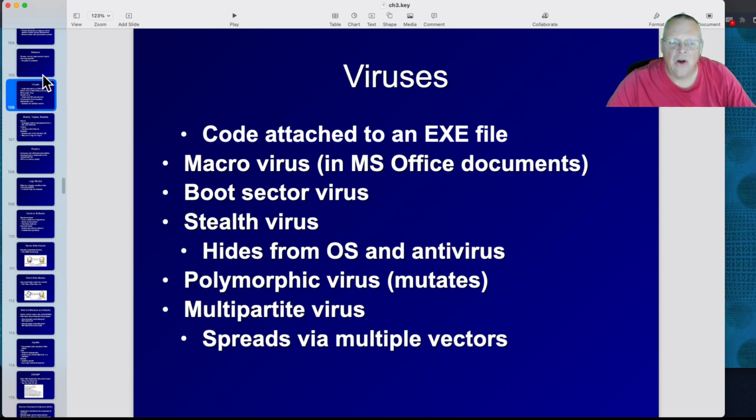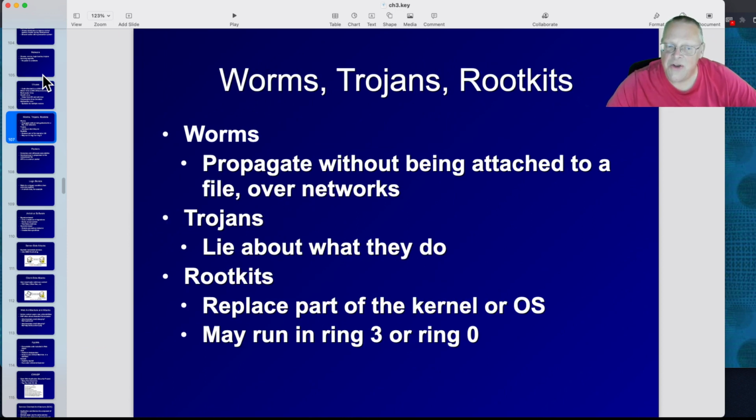Viruses are codes attached to an executable file, or these days things like macro viruses in a Microsoft Office document, and there's many types of viruses, constantly new ones, that infect machines and often spread. Worms, Trojans, and rootkits are things that typically do not spread, but they take over one machine. A worm is something you send over a social network like a link, and Trojans lie about what they do, and rootkits infect your machine at a very low level, so that your machine is compromised fundamentally, and it's very hard to detect and very hard to remove.